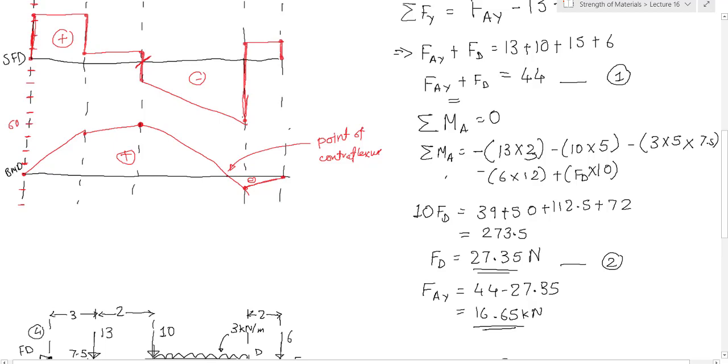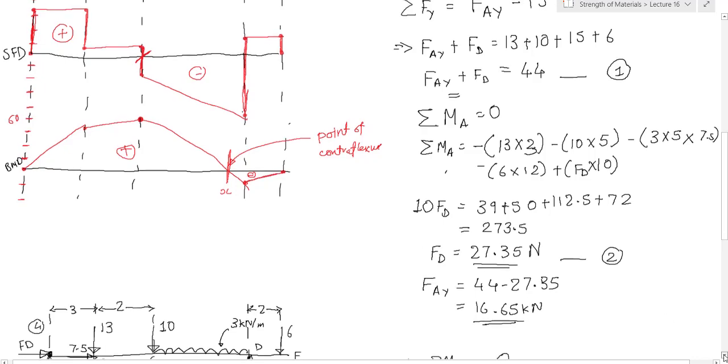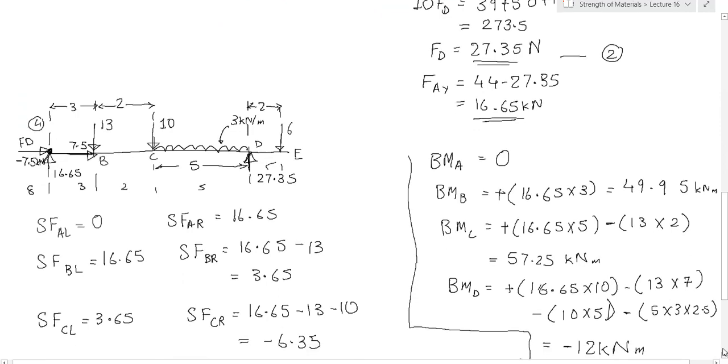So how can we find out the value of this point? Let us say that the location of this point is x. What is the condition? That the bending moment over here is 0, right? So we can use the bending moment formula at this random point x.